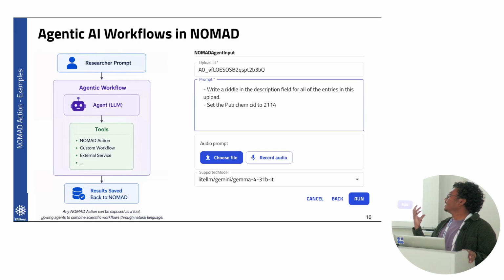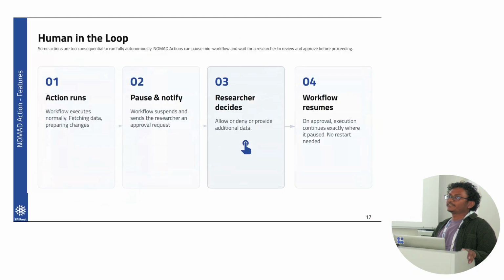So I'm asking an agent to update the ELN entries, to set a rule in the description field, and then to set the PubChem ID to some number. This is using a Gemma model, which is fairly small, and this is an easy task. But to be able to deploy this safely, we also need the human in the loop, so that the human can decide, okay, the response by the agent looks good.